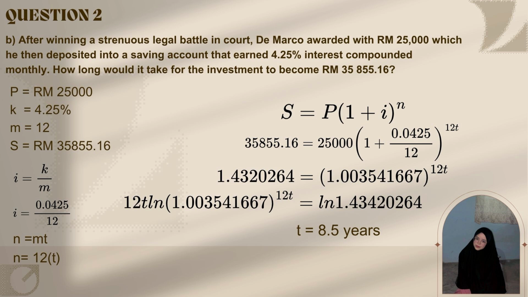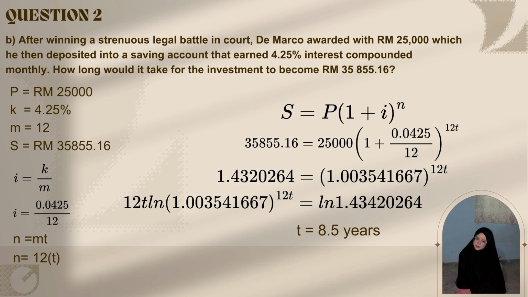Step 2. Define the equation. 35,855 ringgit and 60 cents equals 25,000 ringgit multiplied by bracket 1 plus 0.00354167 raised to the power of 12 times T. Step 3. Rearrange the equation. To isolate the exponent, divide both sides by 25,000 ringgit. Bracket 1 plus 0.00354167 raised to the power of 12 times T equals 1.43420264.